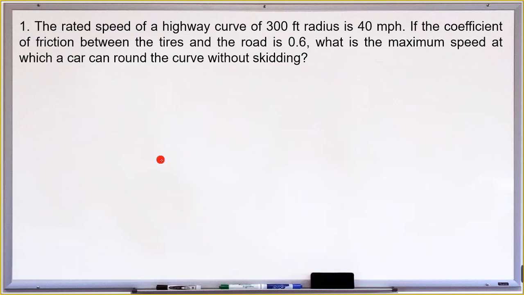Hello class, nakasunod paghapon? Wala ra? How about the others? Nakasunod ra? Okay, so let's try the first problem.